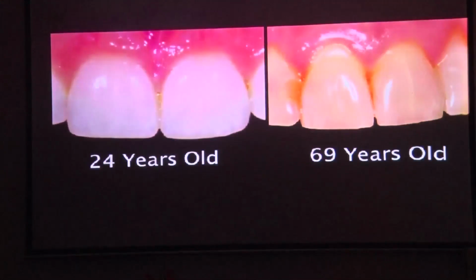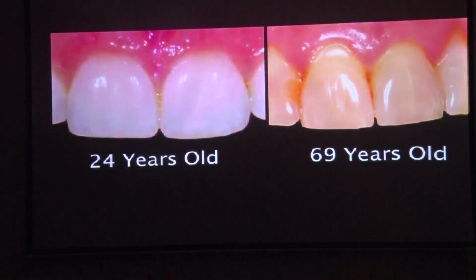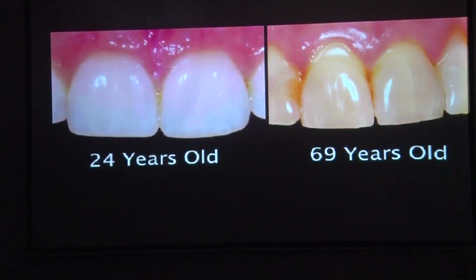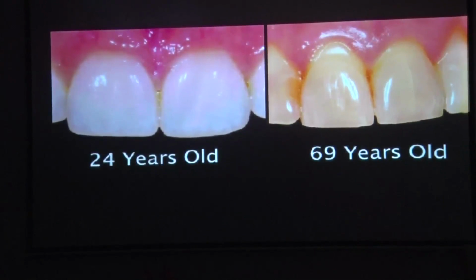So this is a classical example of two different patients. On your left, you have a 24-year-old young patient with a lot of enamel and a lot of dentine color showing through the enamel. And on your right-hand side, you have an old, geriatric patient of 69 years old, where you hardly see enamel. That's why you see a lot of dentine. That's why they are patients of high chroma.